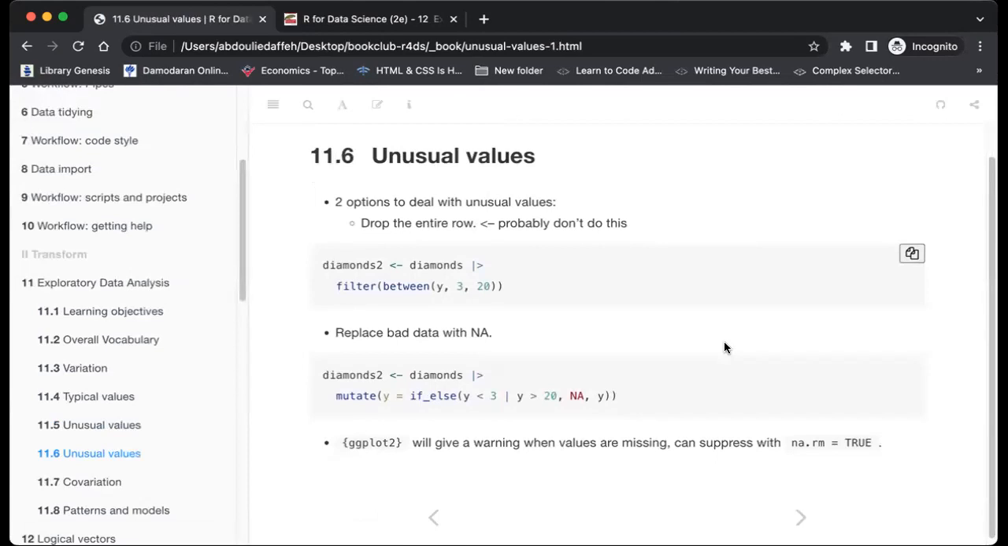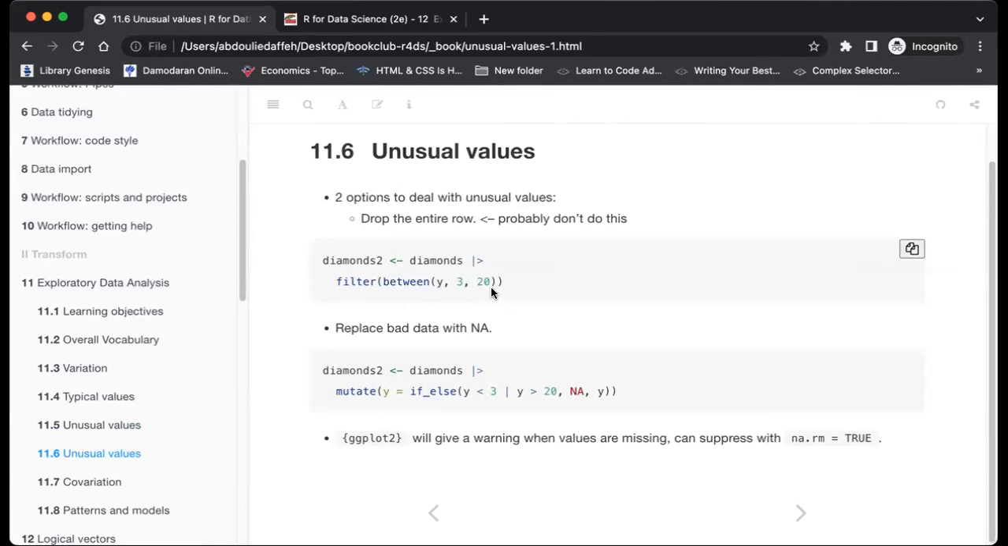It's still on the outliers. There are two options to deal with unusual values. Drop the entire row, but they don't recommend this. Like in our previous case, we just dropped from the third entry to the 20th entry, but they don't recommend that. The second option is to replace the bad data with missing values.